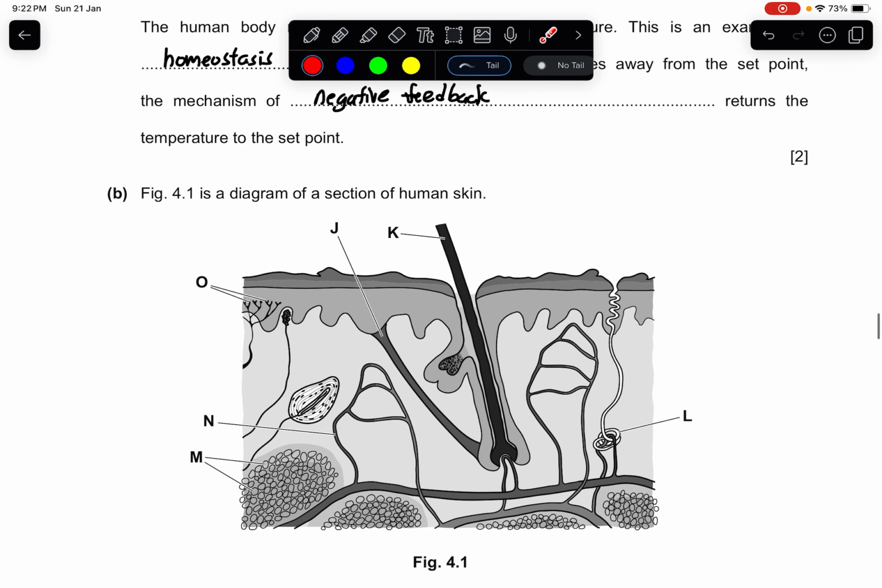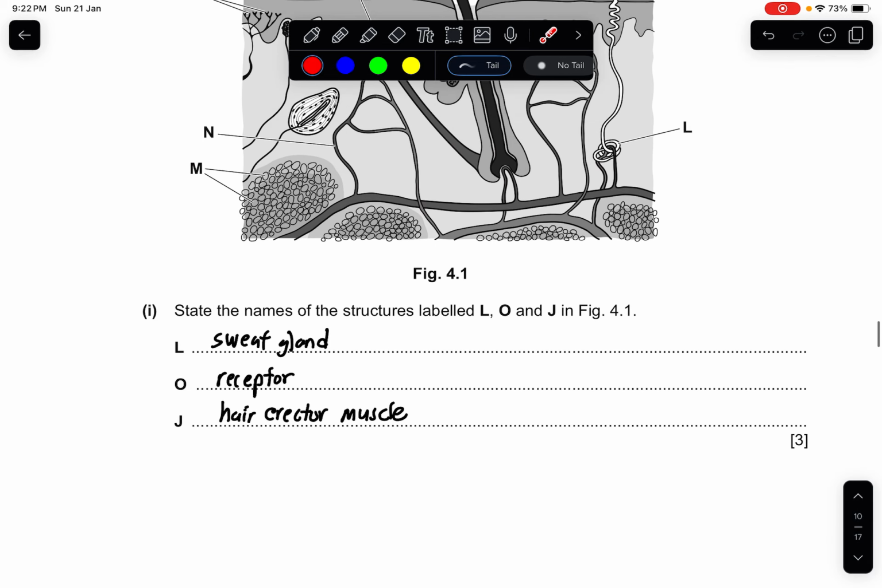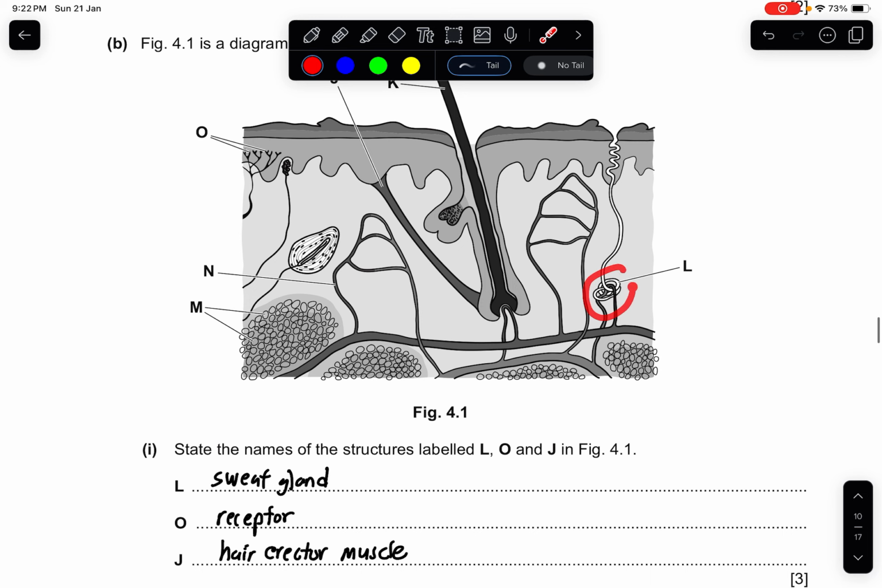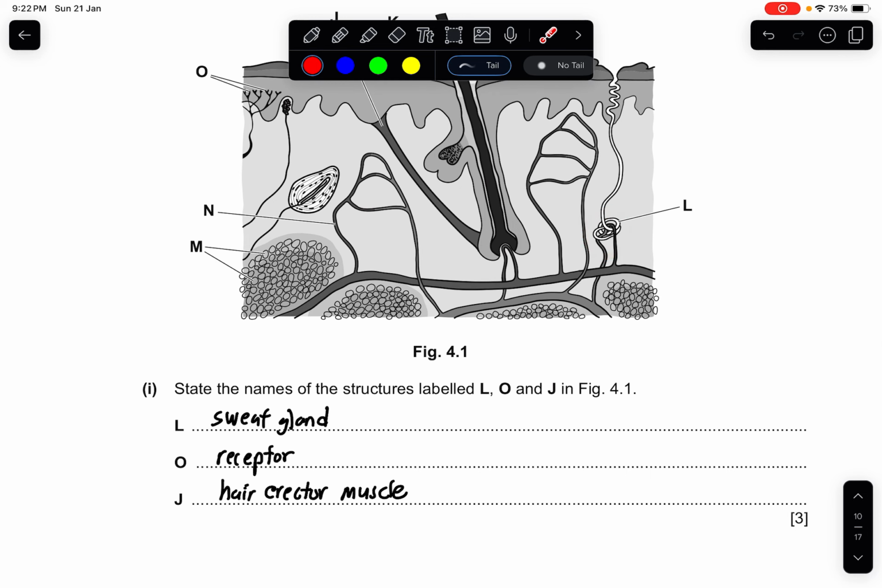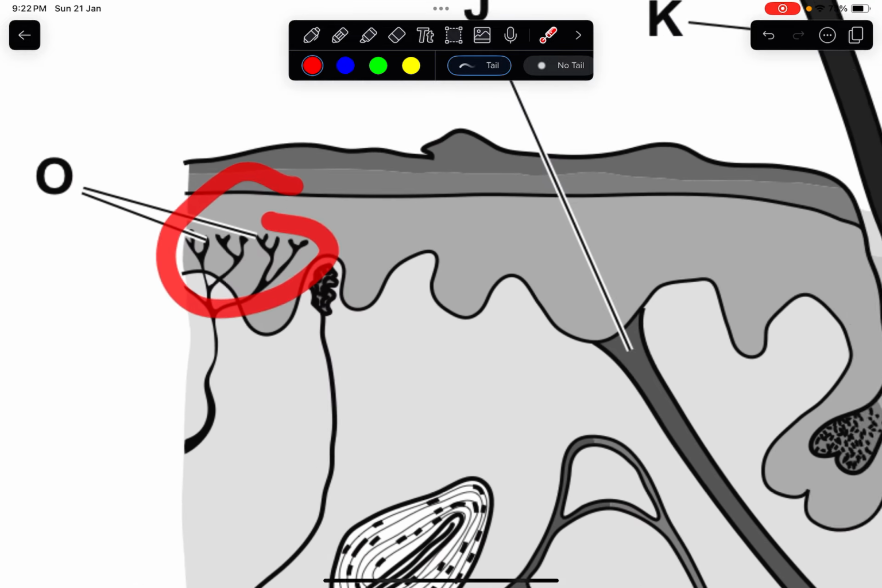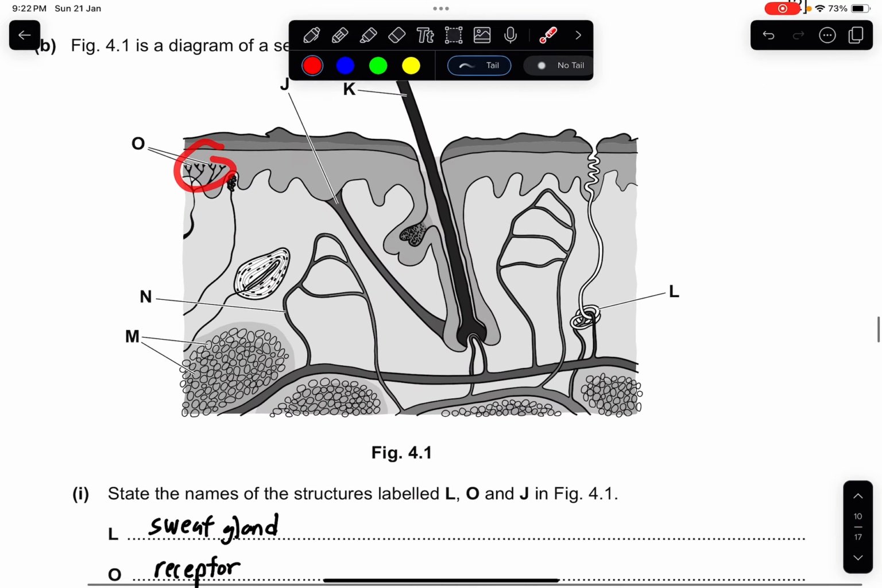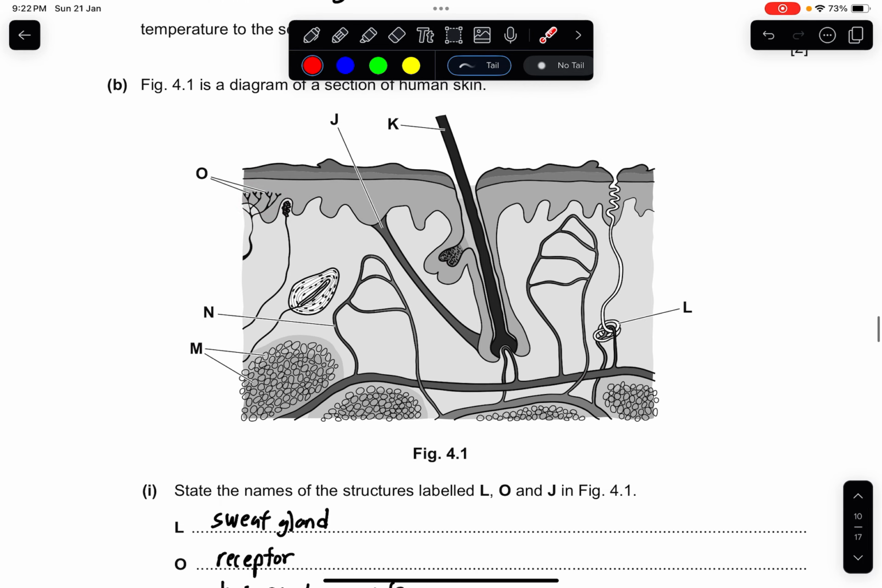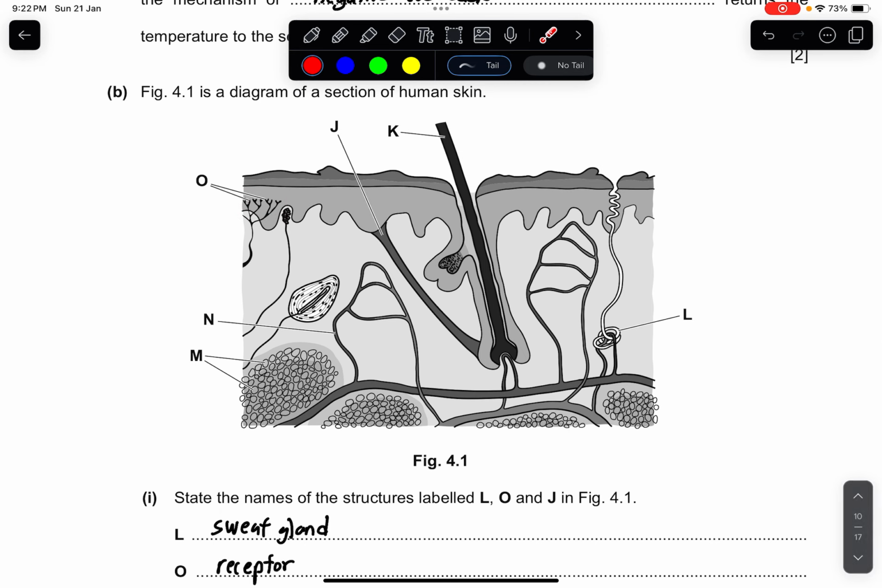Okay, so part B, figure 4.1 is a diagram of a section of human skin. Similarly to the first question, they've given you the parts and labels, and then they want you to name them. So for L, this is referring to here, this is the sweat gland. Receptor is O, you can see it looks like some sort of spike, this is a receptor. And for J, which is referring here, is actually the hair erector muscle. We can also accept erector muscle itself.